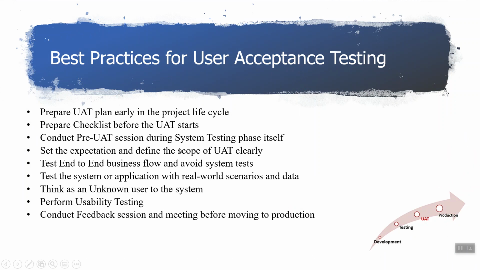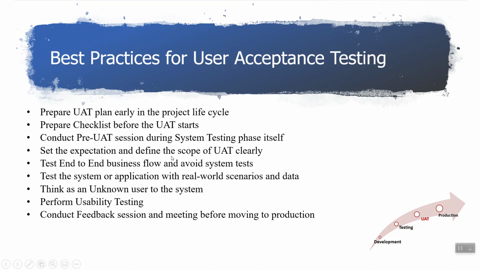The next is what are the best practices we use for the UAT testing. So here are some of the points which come under best practices while doing the UAT testing. First one is prepare the UAT plan early in the project life cycle. If we do it early, then we can start UAT testing as early as possible. Prepare a checklist before UAT starts. Conduct a pre-UAT session during the system testing phase itself.